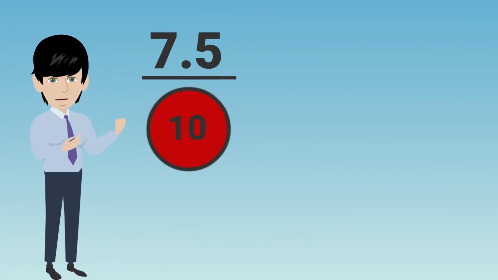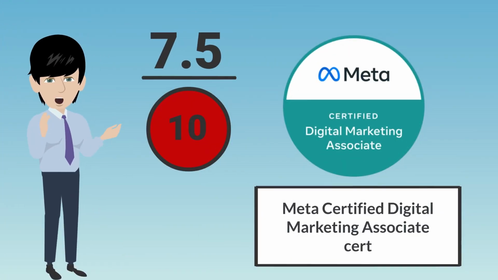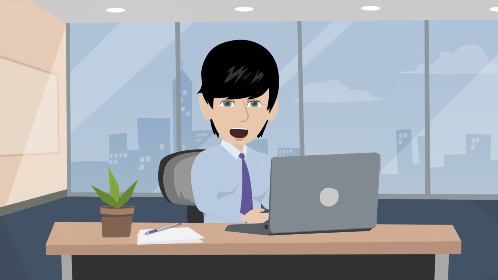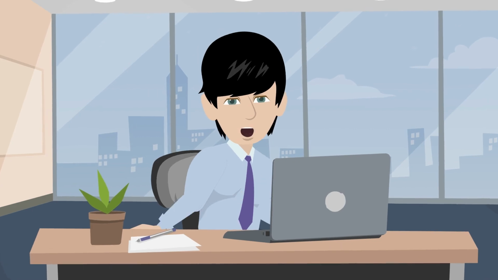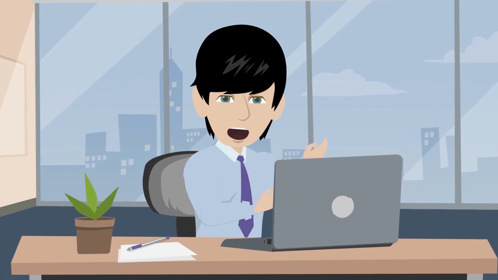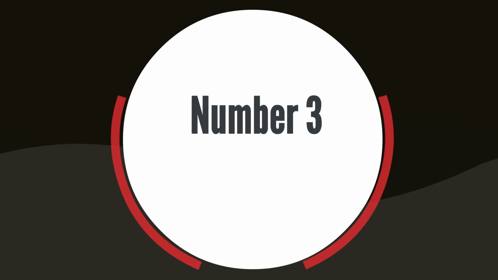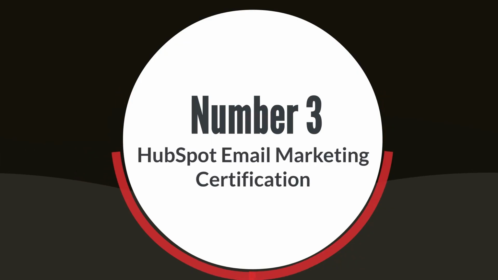It's a 7.5 out of 10 for the Meta Certified Digital Marketing Associate cert from me. There's a massive upside for marketers and side hustlers willing to learn performance-based ads. But if you'd rather use automation than ad strategy, this next cert might just be your dream path. Number 3, HubSpot Email Marketing Certification.